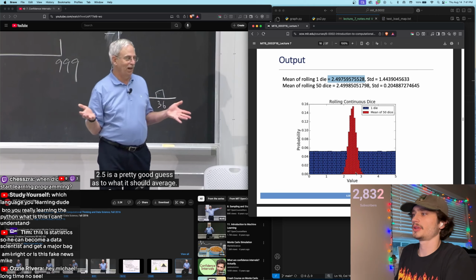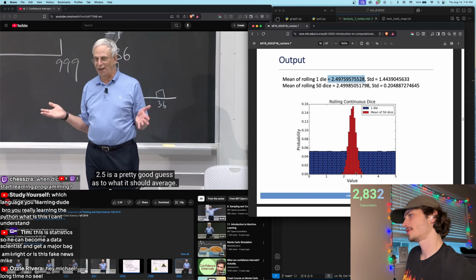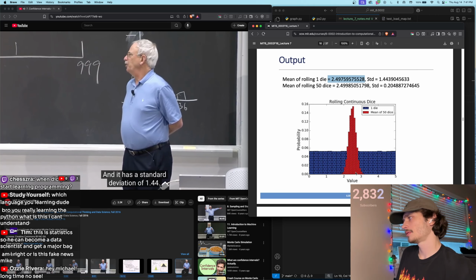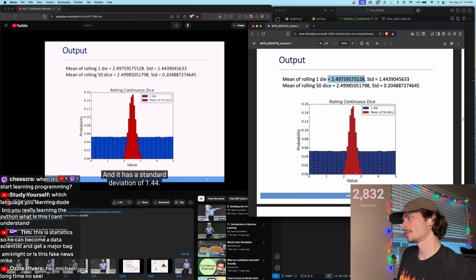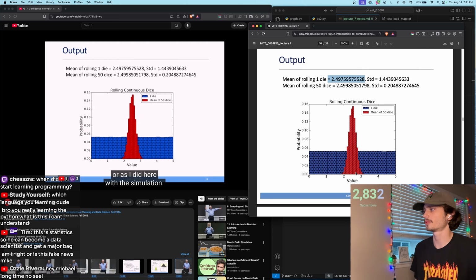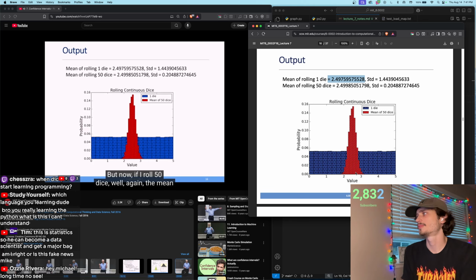2.5 is probably in the middle, a pretty good guess as to what it should average. And it has a standard deviation of 1.44. That's a little harder to guess, but you can pretty much figure it out because you have, with math, you know, I do here with the rolls for simulation.